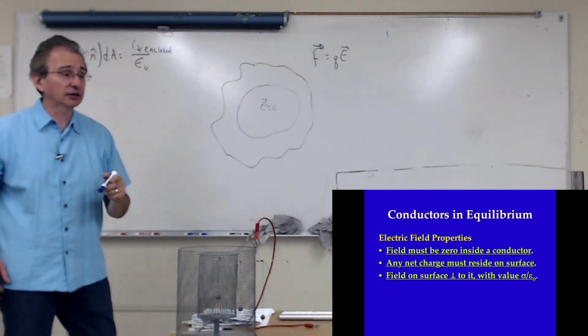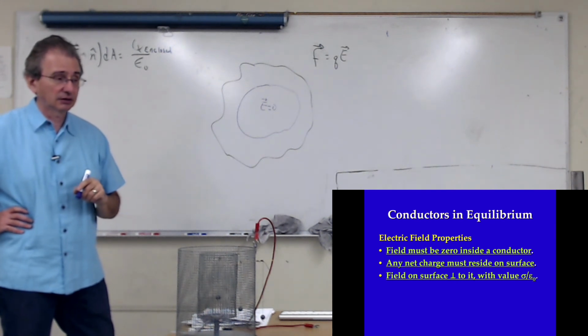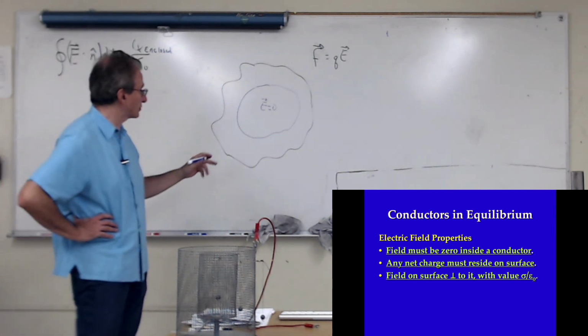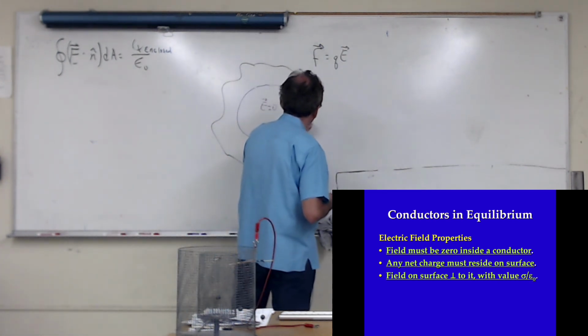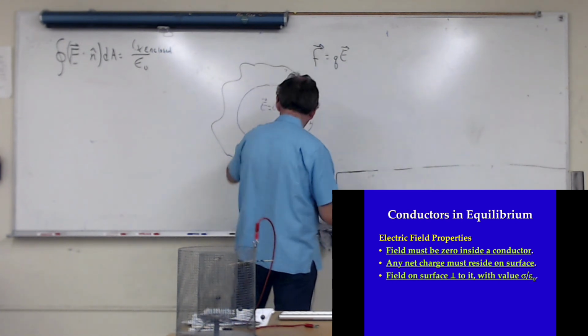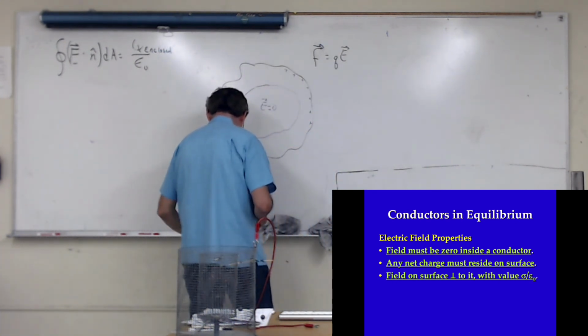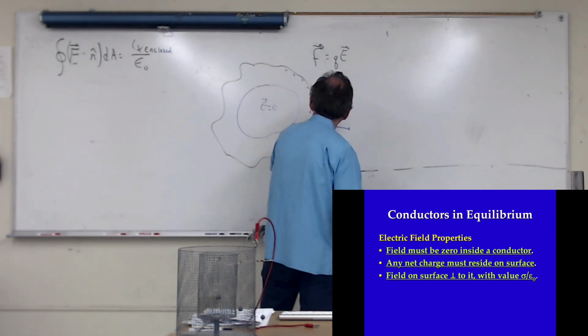The electric field on the surface of the conductor must always be perpendicular to the conductor. So let's charge this thing. We put all the charge on the surface. All the charge will actually go on the surface. That's going to result in an electric field that points perpendicular to the surface.